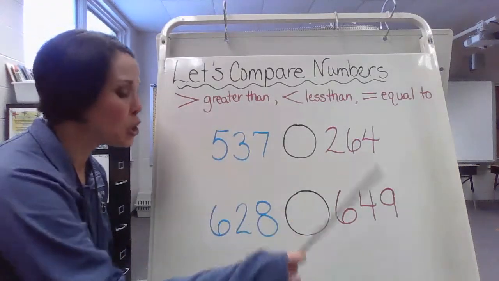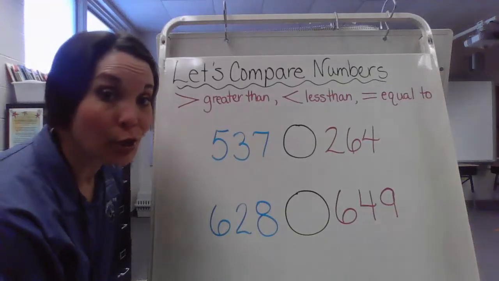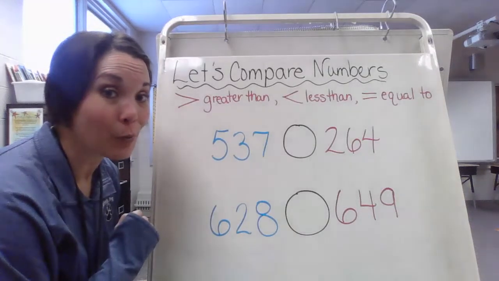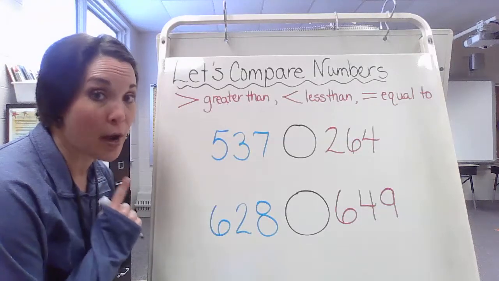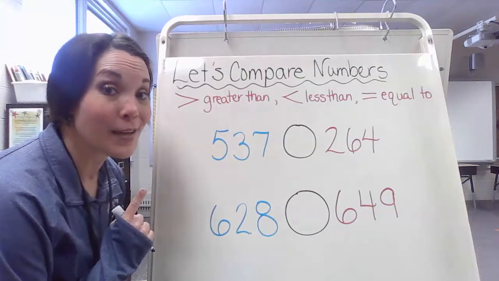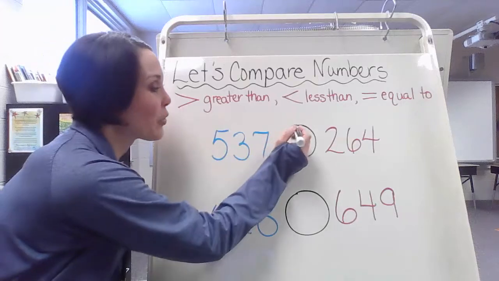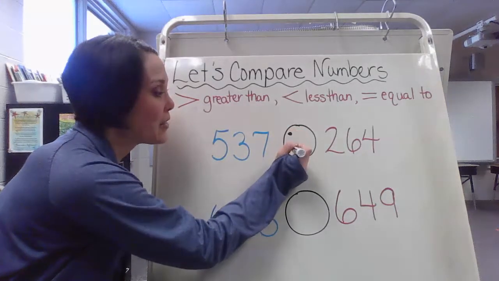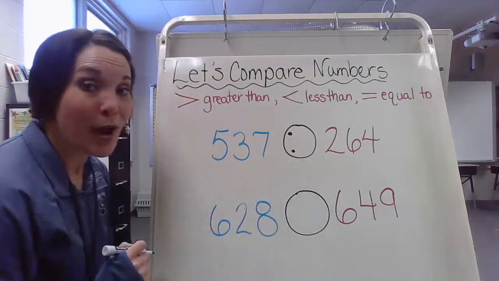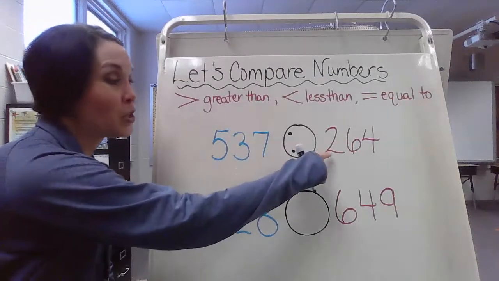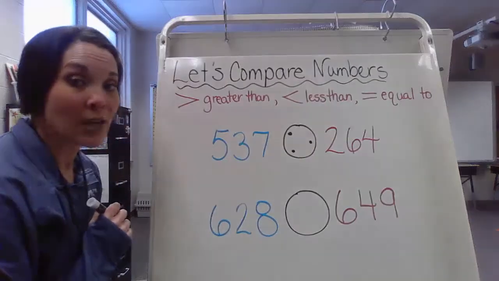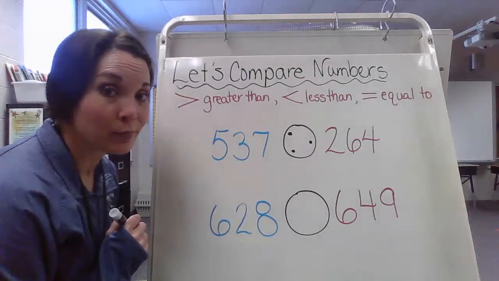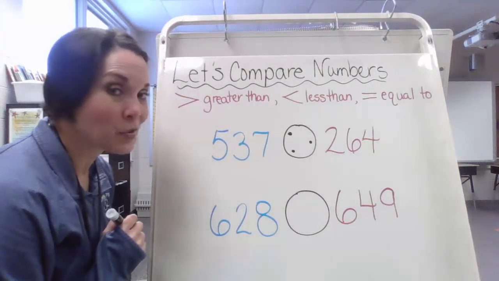When I have a 5 and a 2, I'm going to show you a good trick so you know which symbol goes in there. Since we said 5 is a greater number, I'm going to show you the dot trick. 5 is greater, so it gets 2 dots. 2 is less, so it gets 1 dot. And what am I going to do? Connect the dots. Watch how I do it.